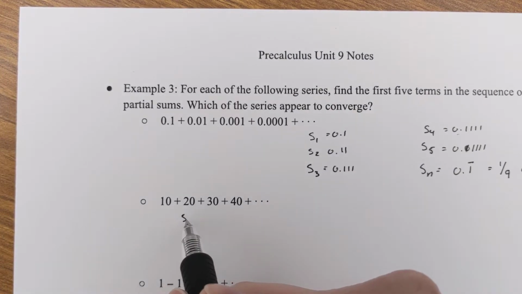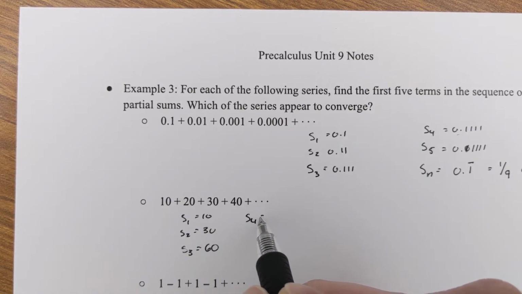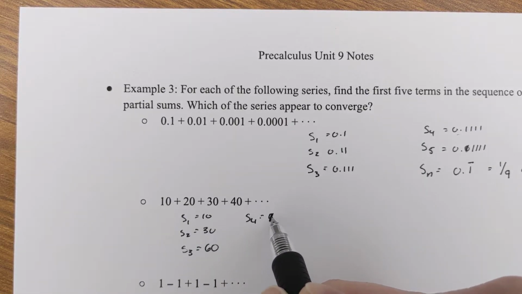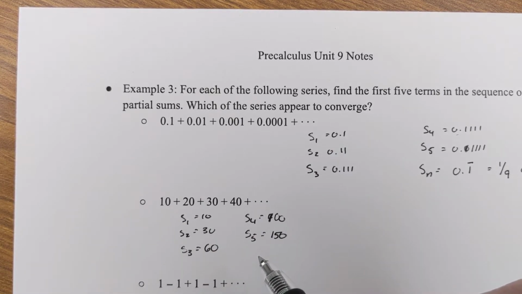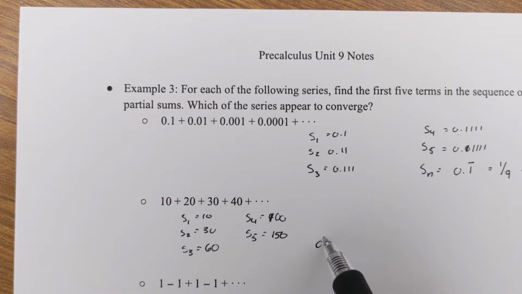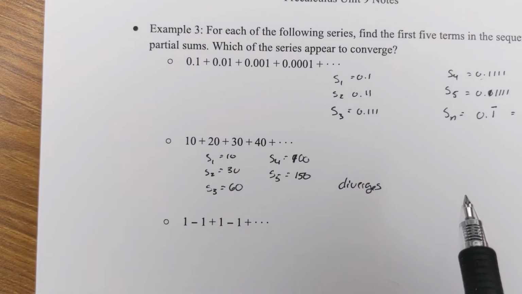So here, S1 is 10, S2 is 30, S3 would be 60, S4 we add 40 and get 100, and S5 we would add 50, the next term in the list, which would be 150. If you notice, these numbers keep growing. They're getting larger and larger. So that means this diverges, because these numbers are not leveling off, they're getting bigger faster.